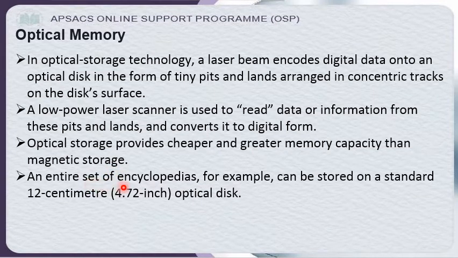An entire set of encyclopedias, for example, can be stored on a standard 12 centimeter or 4.72-inch optical disc. So it means it can store a large amount of data. The capacity is bigger, but the price is cheaper as compared to magnetic storage.